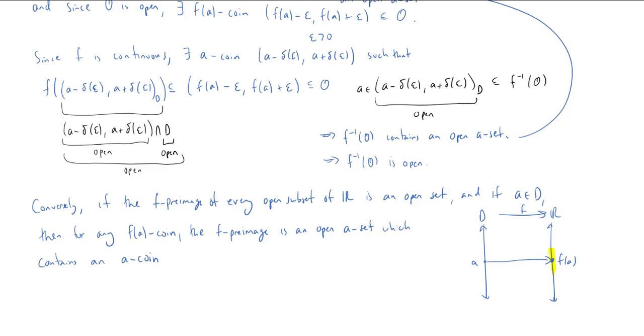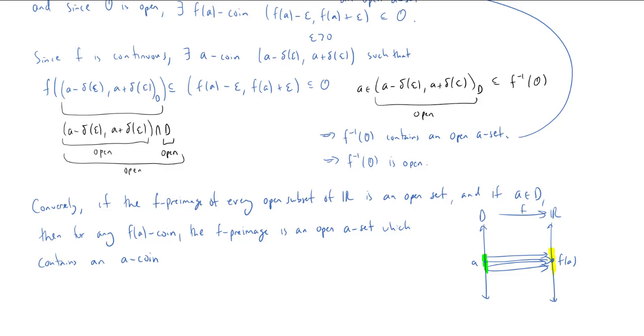All right, so now my preimage of the yellow bit contains some A coin. So this green section, this A coin, is all mapped into this yellow part. But if I apply f to this A coin, it maps into this f of A coin. That's exactly what we're looking for when we talk about continuity.